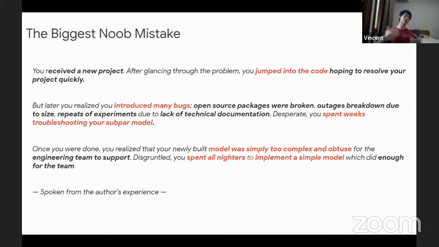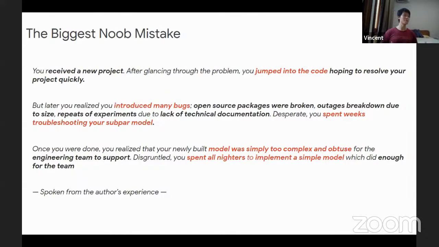But this is where the pain point starts: I introduced many bugs, right? Open source packages were broken, there were outages and breakdowns, and there were repeats of experiments because I never documented everything. And because of that, I repeated things. I spent weeks just to create a model that was actually subpar in terms of performance, right?